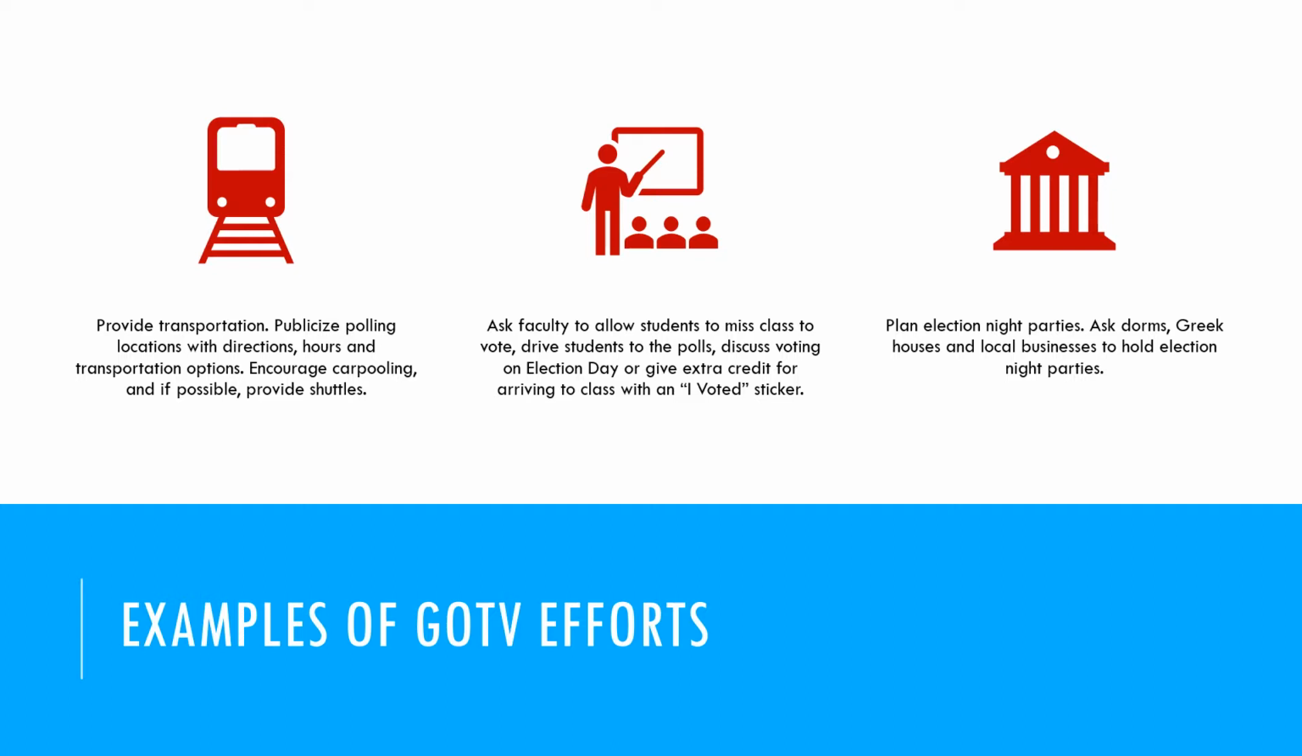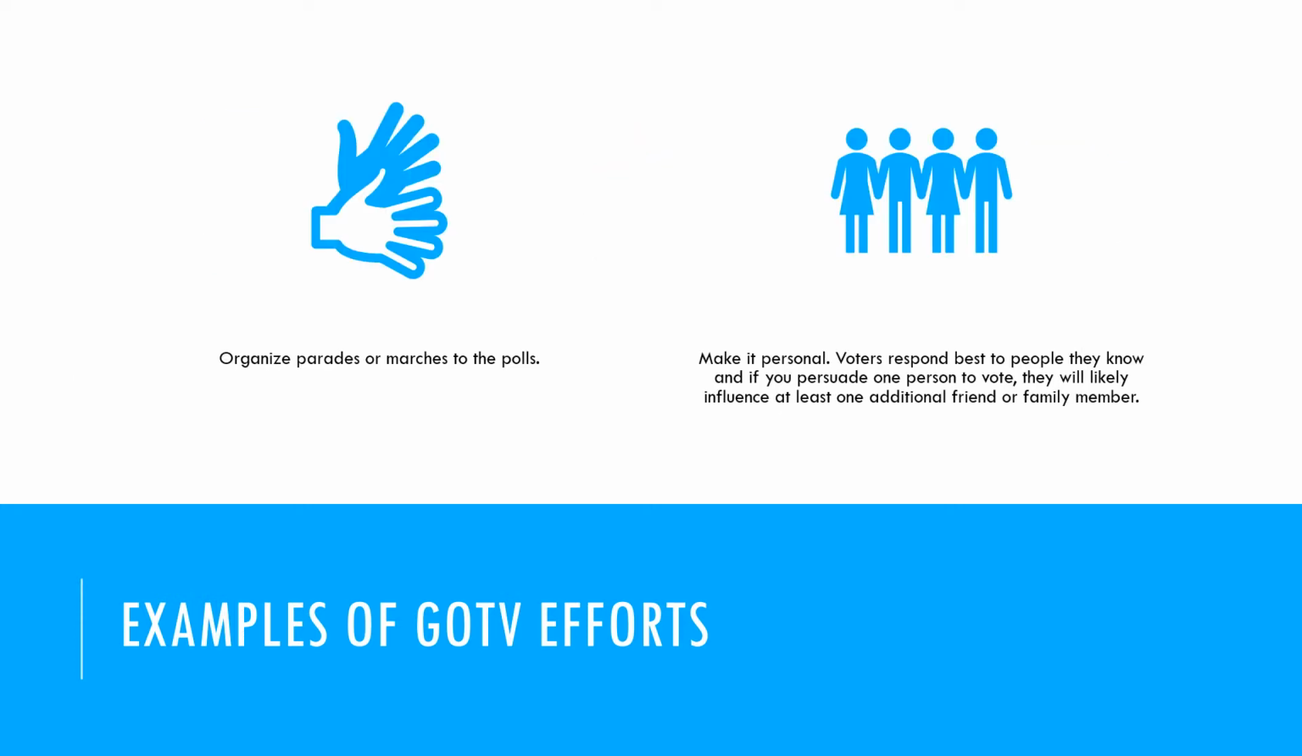You can also plan election night parties. Ask dorms, Greek houses, and local businesses to hold these parties. You can organize parades or marches to the polls too. And remember, in whatever strategy you take, voters respond best to people they know. And if you persuade one person to vote, they will likely influence at least one additional friend or family member. This is why it's so important for us to mobilize groups of people to vote.